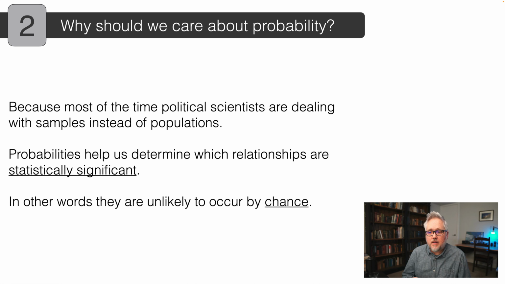Why should we care? It's because most of the time, as political scientists, we are dealing with samples instead of populations. If we had a defined notion of the population, which is every single card in this deck, then we would be able to have a much clearer understanding of what the uncertainties are. Then you have just a sample, some subset of these cards. You have to guess what's here versus what is excluded from it, right? So probabilities are used in political science research because they help tell us whether something is statistically significant or not, and whether they're likely to occur by chance.